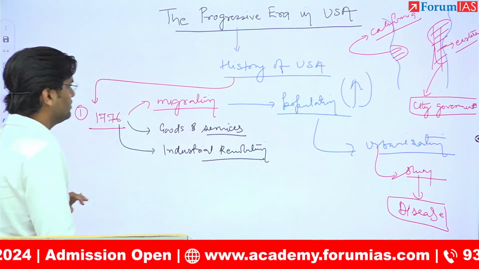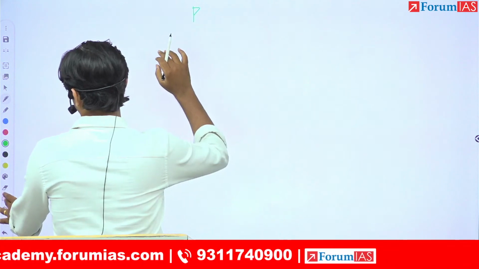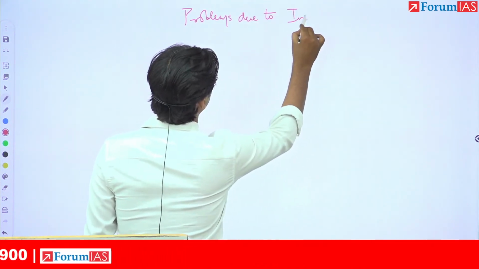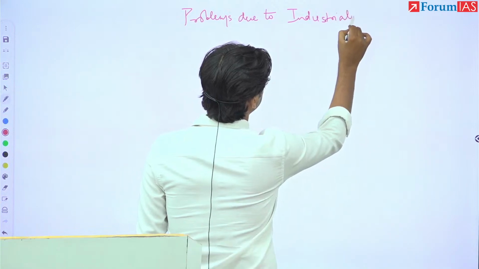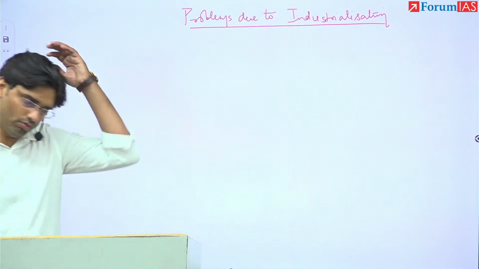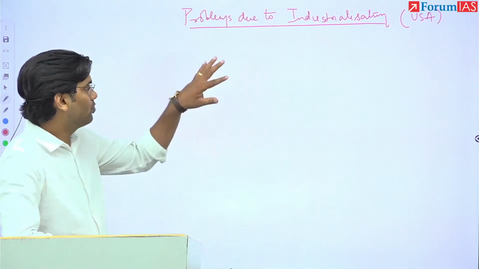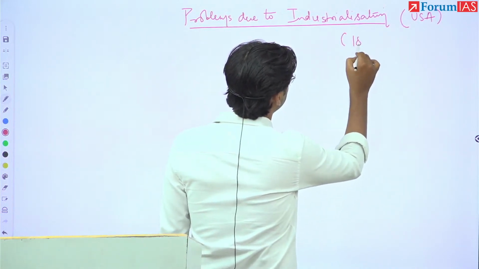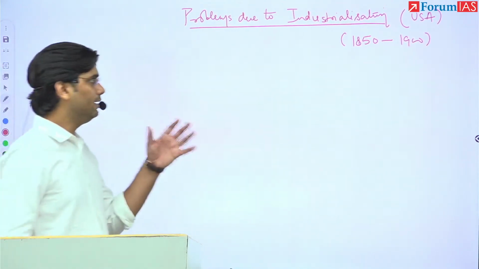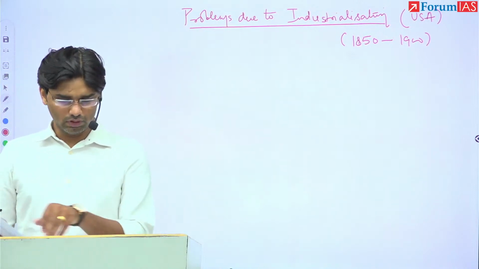And what were the problems? That was our second focus, right? So problems due to industrialization in USA, right? And when we are talking about problems due to industrialization, we are basically talking from 1850 to 1900, right? So what were the problems?